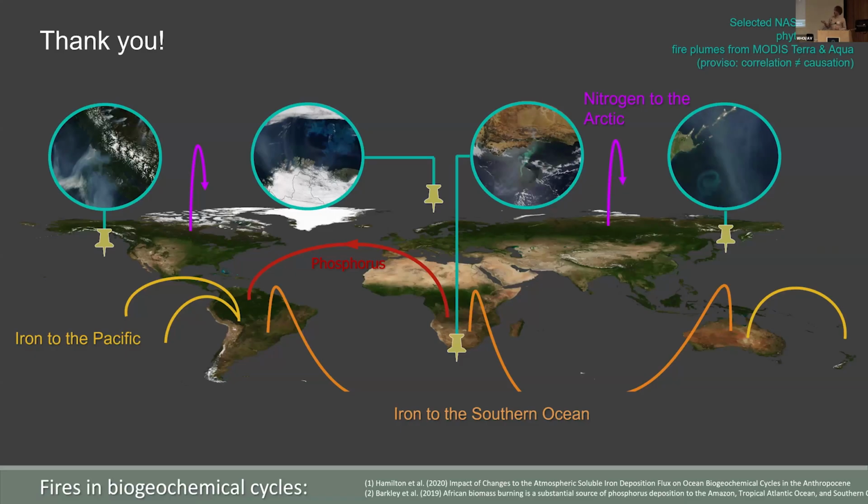So thanks very much. Here's my summary slide, which is... Perfect. Nitrogen to the Arctic, iron to the Southern Ocean, and potentially phosphorus as well. Thank you.